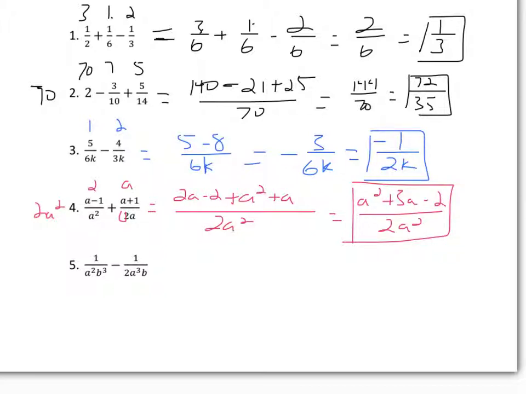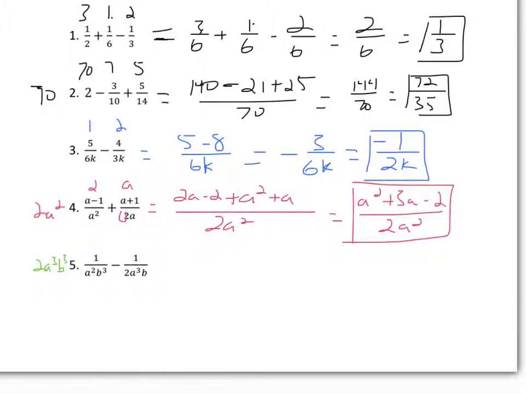Number 5 here. All right, number 5, we're going to find the common denominator first. Common denominator, we know we need a 2 in it. We know we need 3 a's, so 2a cubed, and we need 3 b's, b cubed. So 2a cubed, b cubed is going to be our common denominator.